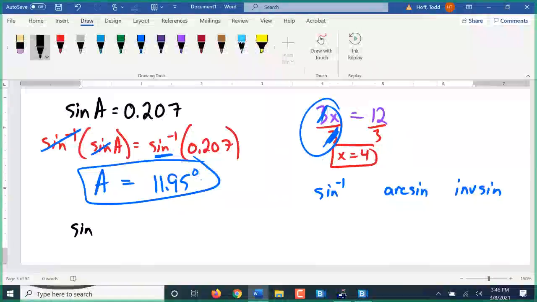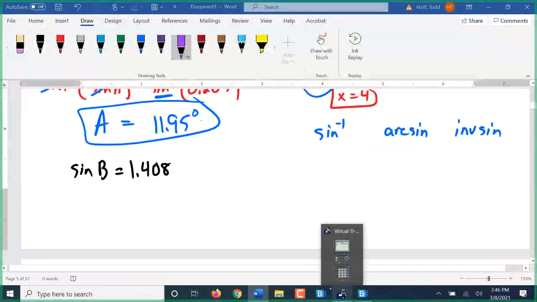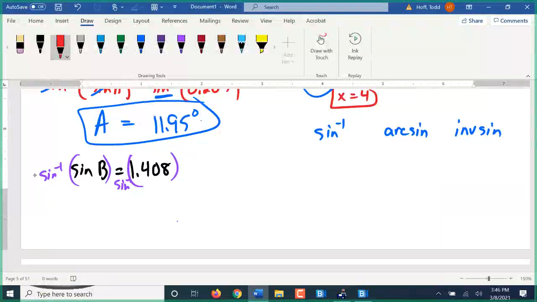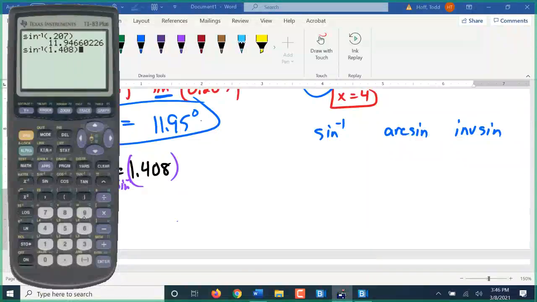So if I tell you that the sine of angle B equals 1.408, find angle B for me. Yeah, I'm not very nice. If I do the inverse sine again, what does my calculator say? It says error. Why is that an error?